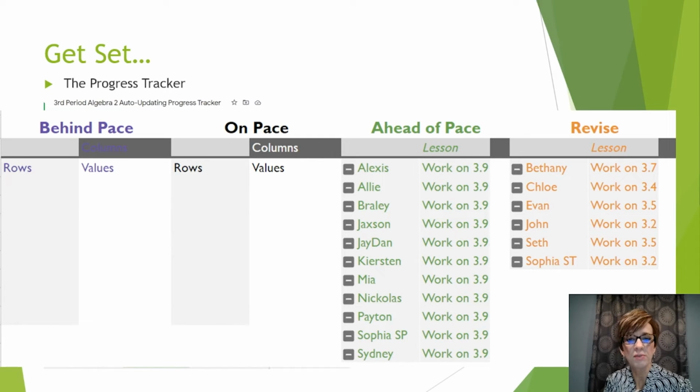It shows that everybody's ahead of pace right now, but this is just because my students just finished a lesson today and they're prepared for the lesson which begins tomorrow. So tomorrow, all of these students that say ahead will just jump over to the on pace column. And then it shows who's working on revisions and whether any students are behind.